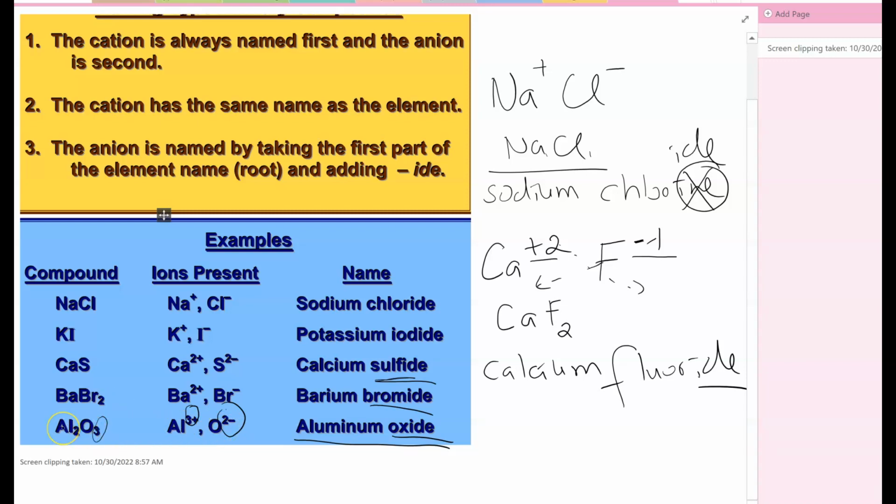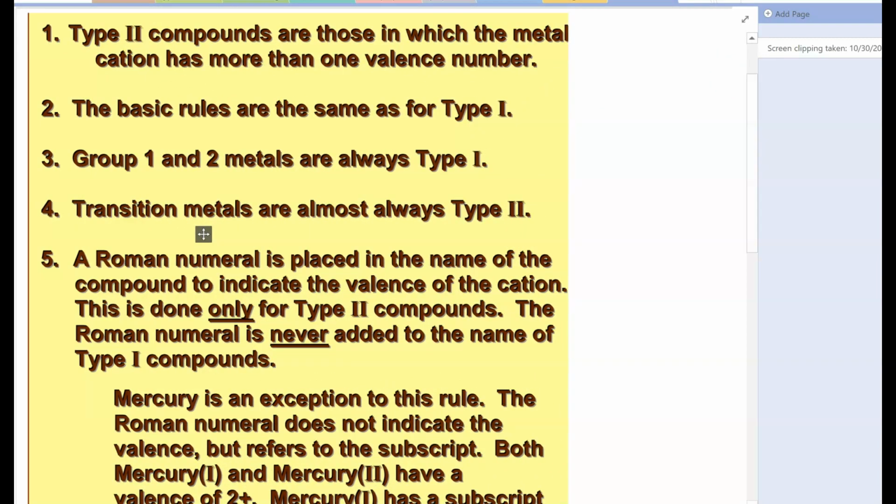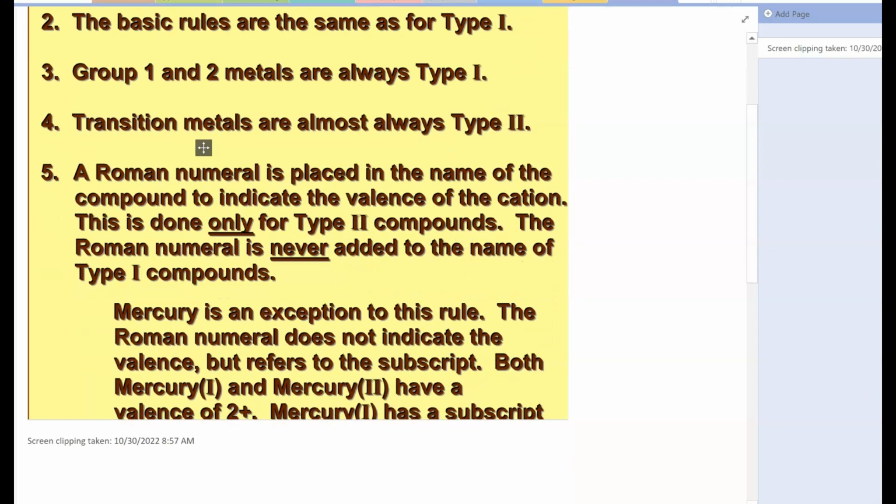2 aluminums, that's +6. +6 -6. Your compound is neutral. So that's one group of ionic compounds. The other group of ionic compounds are type 2 compounds, where it's the same concept except that now we have Roman numerals involved. And this is because remember how we said transition metals don't really have an exact charge.